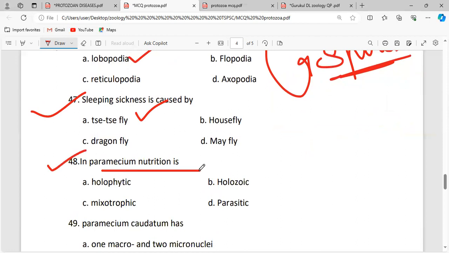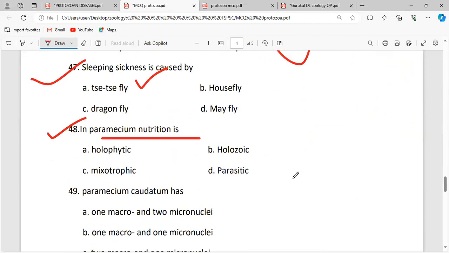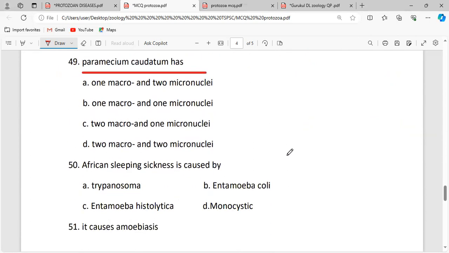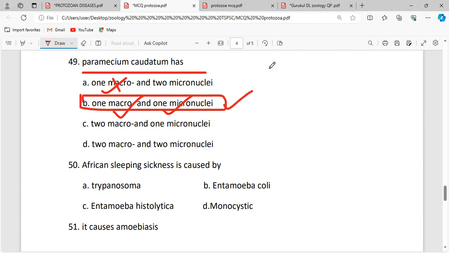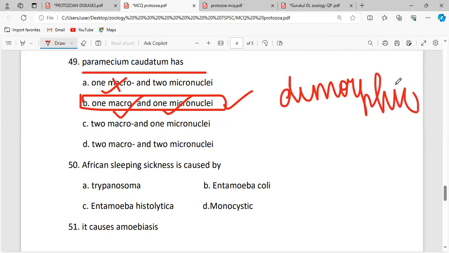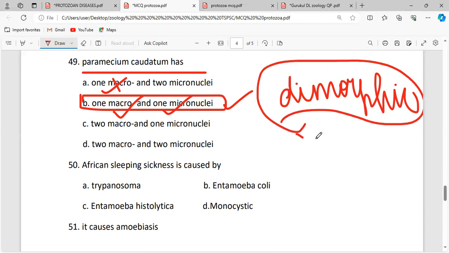Next, in paramecium, the nutrition is: paramecium also prefers to eat another organism. So obviously this paramecium nutrition is holozoic. We know Paramecium caudatum has two types of nucleus, one macro and one micro, and it is the only protozoan which is dimorphic in nature. Another word for these two different types of nucleus is dimorphic. This also you have to know.